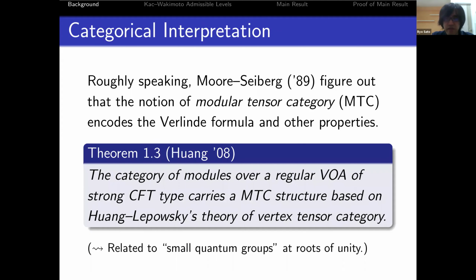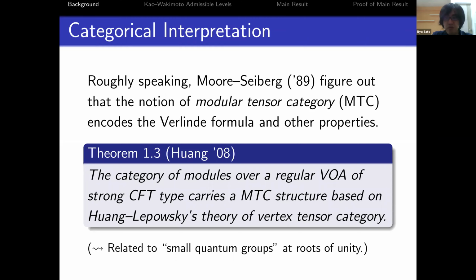Then, very roughly speaking, Moore and Seiberg figured out that the notion of modular tensor category encodes the important structure, the Verlinde formula, and other properties in purely categorical language. So the theorem by Huang in 2008 says that the category of modules over a regular VOA of strong CFT type carries a natural modular tensor category structure, based on the theory of vertex tensor categories developed by Huang and Lepowsky.